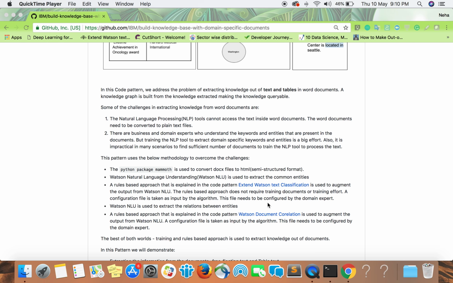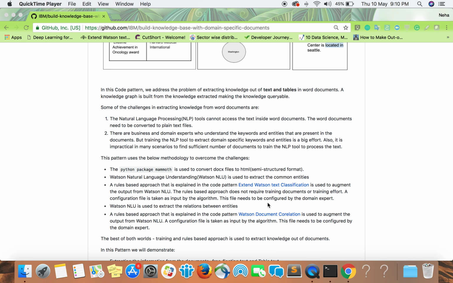So, the very conventional way of moving about this problem is, from the unstructured doc files, you convert the data that is present in the raw text and tables into a somehow semi-structured format. So the Python package Mammoth works best to convert the doc files into HTML files. From then onwards, we have written a Python code to extract the information present in the tables as well.